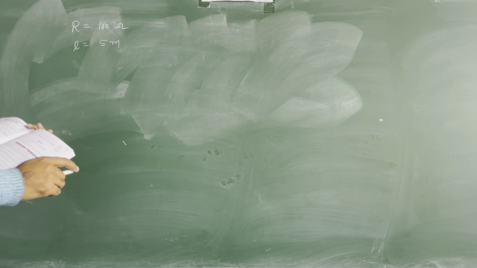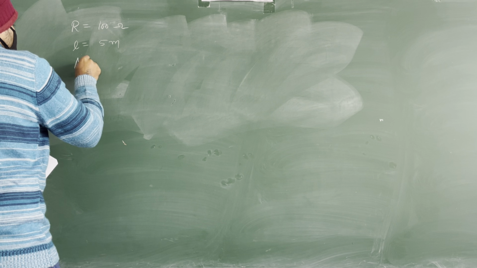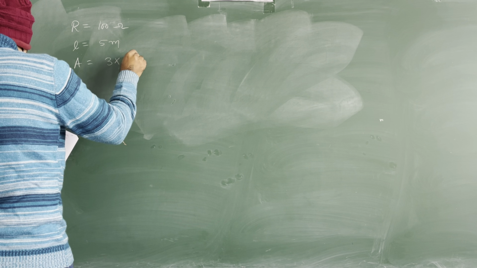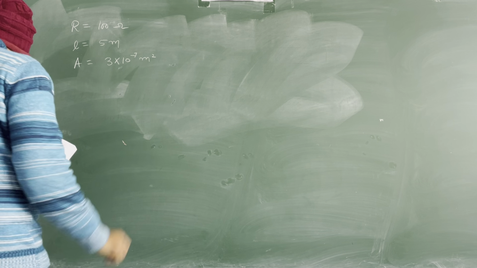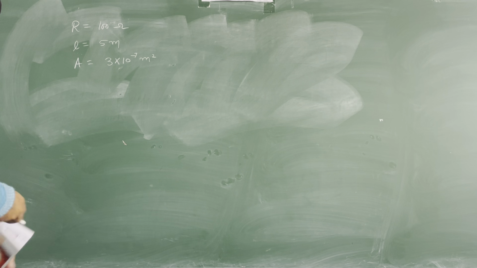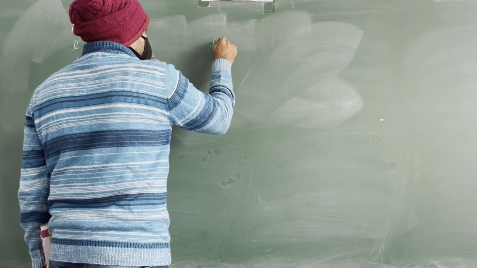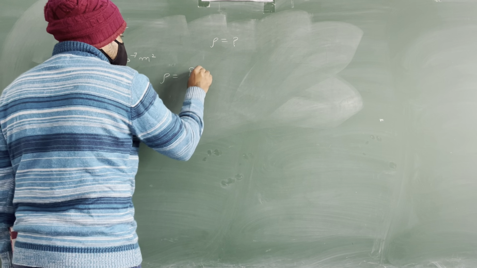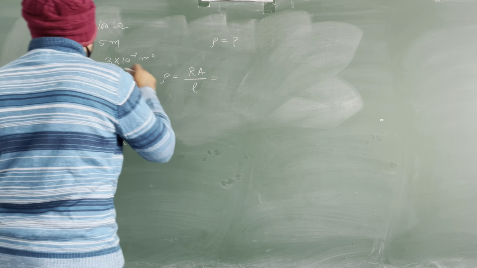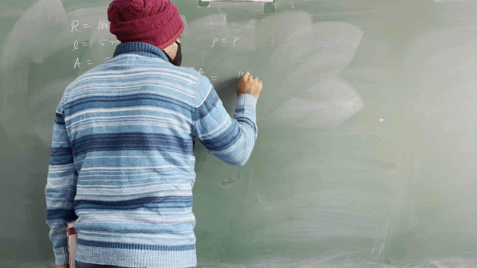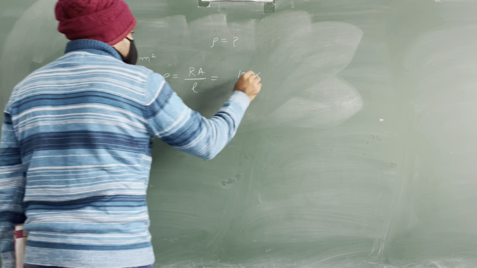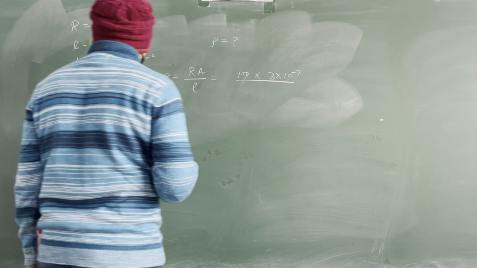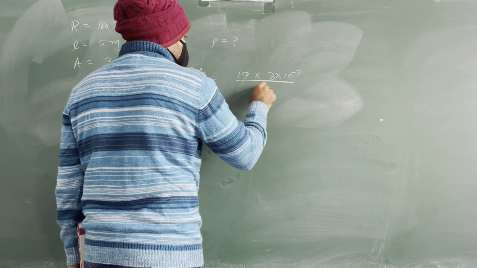If the area of cross section of the wire is 3 into 10 raised to power minus 7 meter square, then calculate the resistivity of the metal. We have to find out the value rho, and we know that rho is equals to R A by L. Let's put the values one by one. R is equals to 100 multiplied by A, that is 3 into 10 raised to power minus 7 meter square divided by L. L is 5.